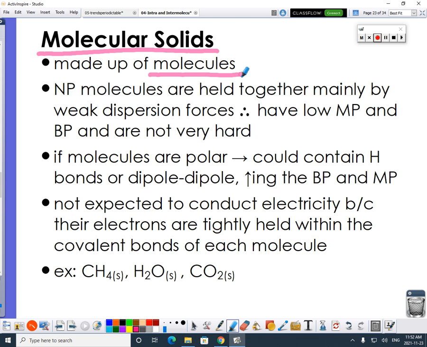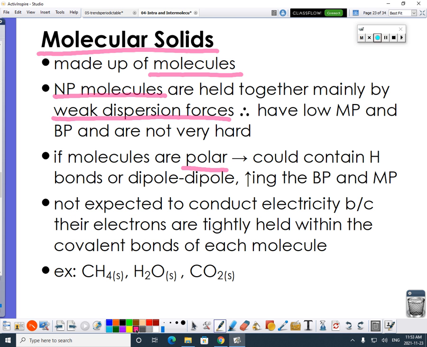Okay, so molecular solids are made up of molecules. Again, the clue is in the name, but there are different kinds of molecules. We have nonpolar molecules, which again would be weak forces. You can also have a polar molecule, which then has two possibilities. For nonpolar, where it's weak dispersion forces, they have low melting and boiling points and are not very hard, so they're soft. Again, because the forces are weak, okay?